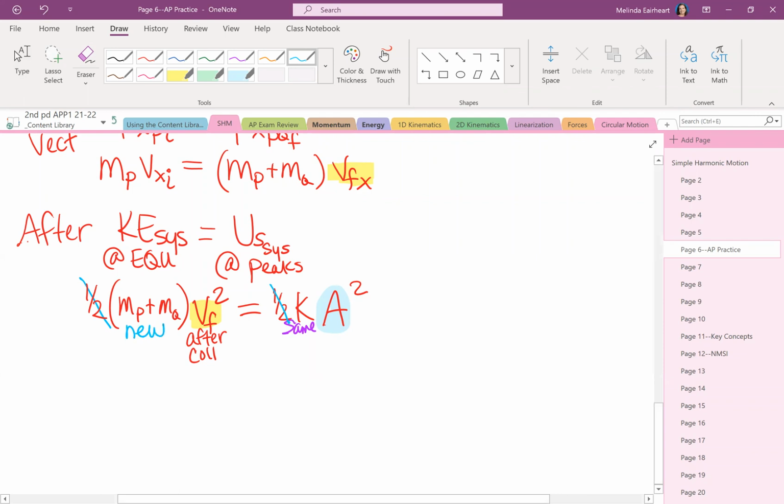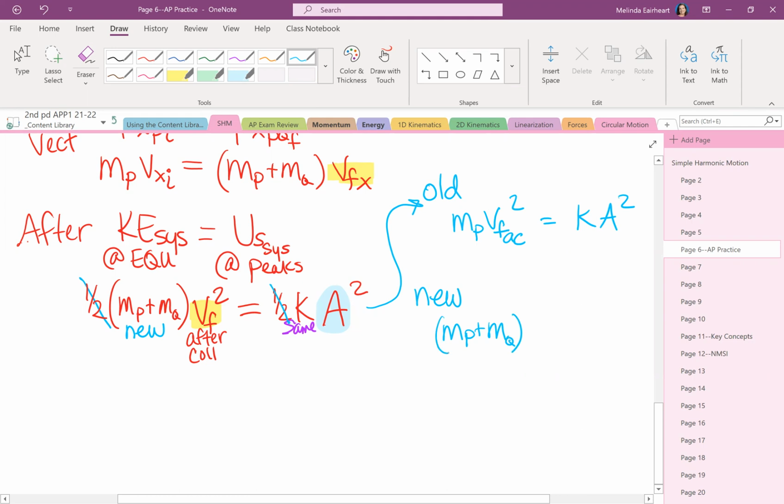So actually, let's make statements of old and new. So we'll use this. Old, it would just be the mass of P and its final velocity. Old, this is the final velocity after the collision. And then we've got K A squared. New, we've got, well, I guess it's written there, but I'll rewrite. It's going to oscillate as a system after the collision.